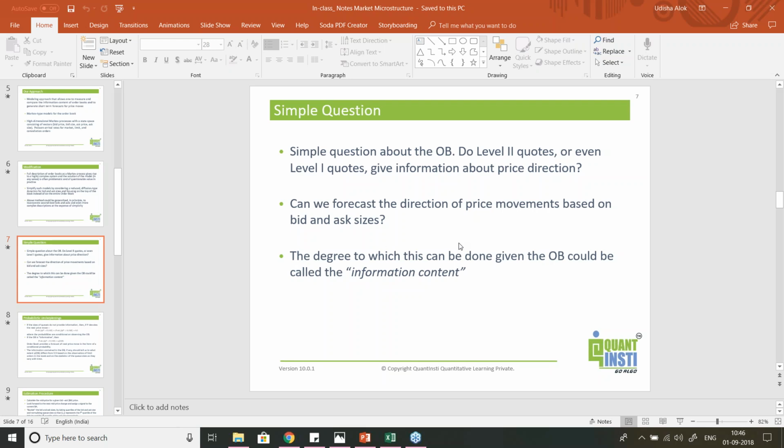Understood? Rohit, are you able to understand what I'm trying to say? Okay, good. So, sorry.